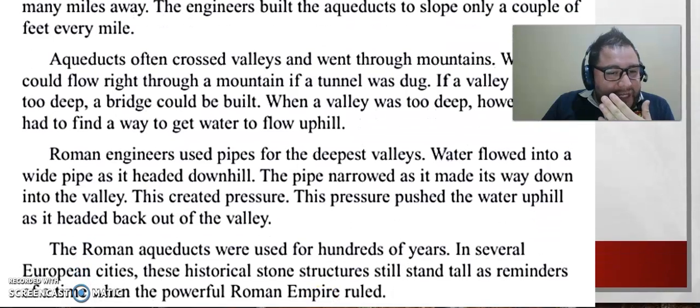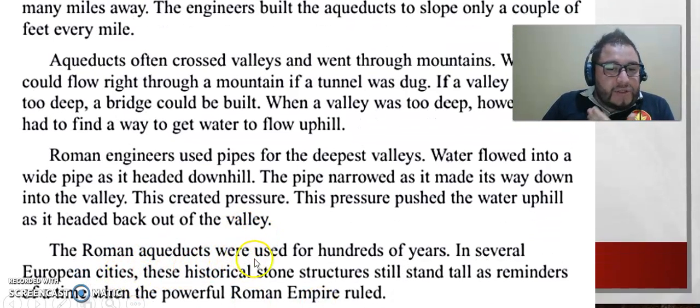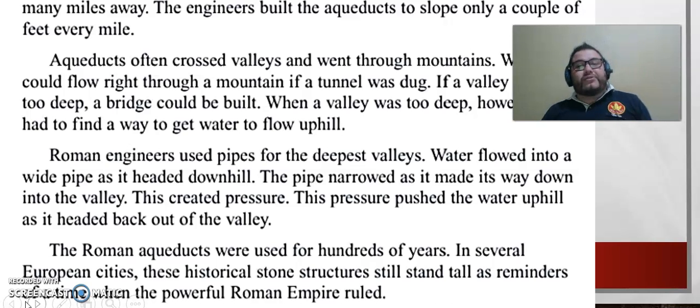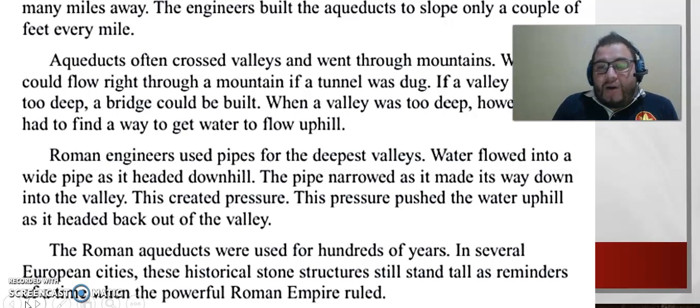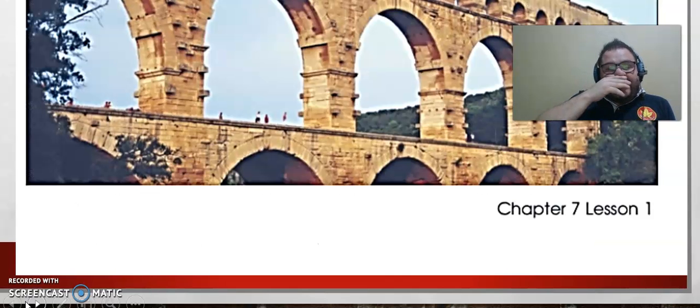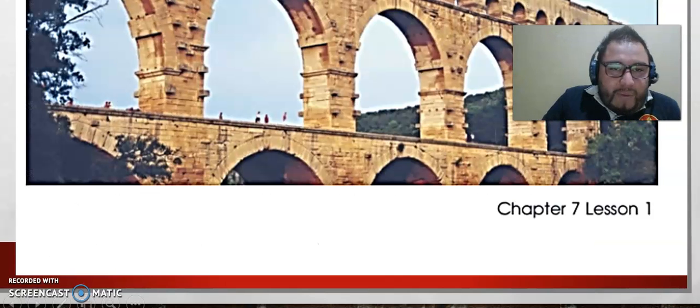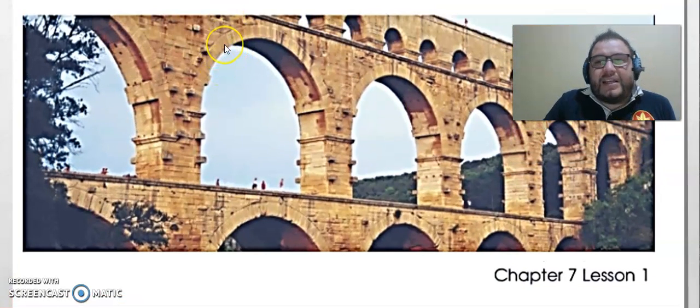So the last part of the reading said the Roman aqueducts were used for hundreds of years in several European cities. These historical stone structures still stand tall as reminders of a time when the powerful Roman empire ruled. So these bridges are still there, those remains of the aqueducts. Super important invention, super incredible, amazing, awesome invention of the Romans.